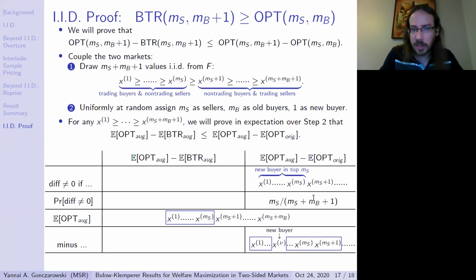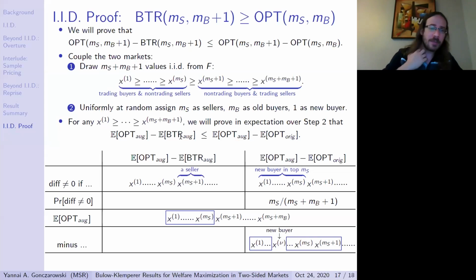And the thing that you subtract from it, opt in the original market, what is it? It's the top MS in the original market, meaning it's the top MS plus 1 values minus the new buyer that we know is in the top MS, so we have something to subtract here. So this expression is non-zero with this probability, and then it's this minus this. Let's look at this expression.